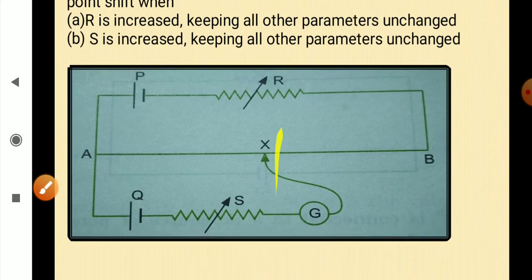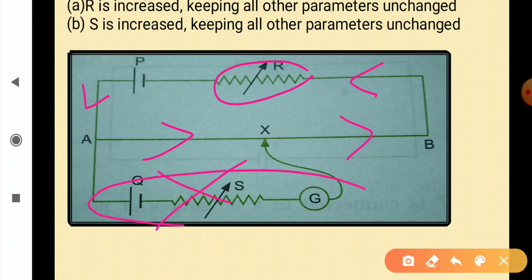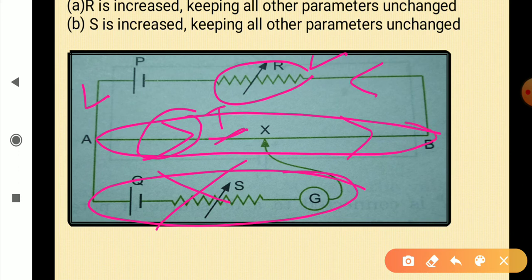Now look at it once again. Look at this diagram. So this R is increased and all other things are constant. And you know that in case of balanced position, all the current is passing through this path only. No current passes through this path. So when this R is increased, this current I will decrease. And when this current decreases, the potential gradient will decrease, right?